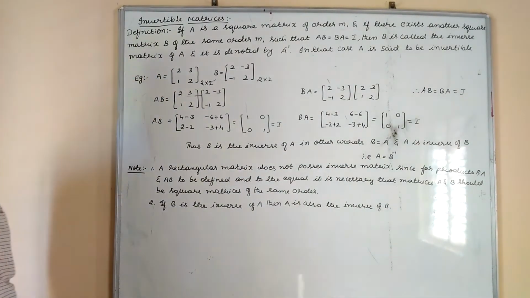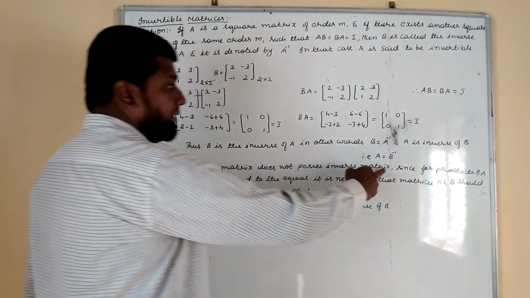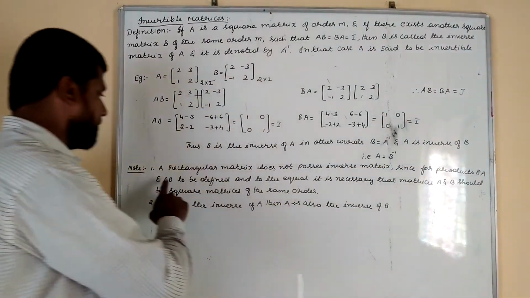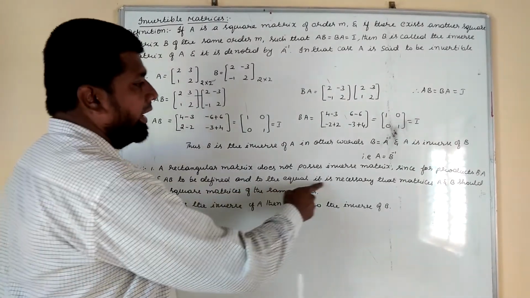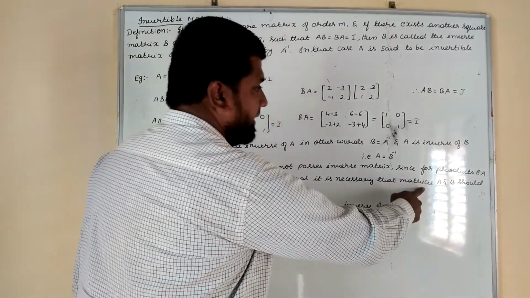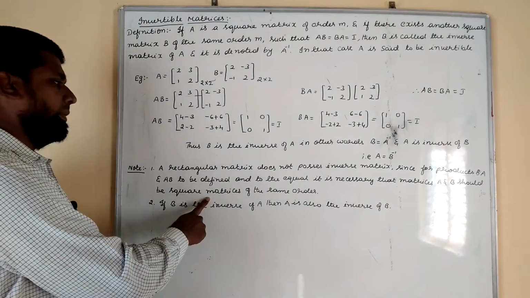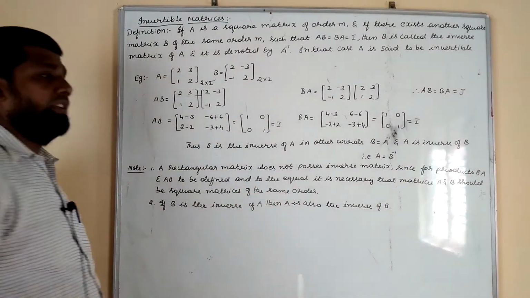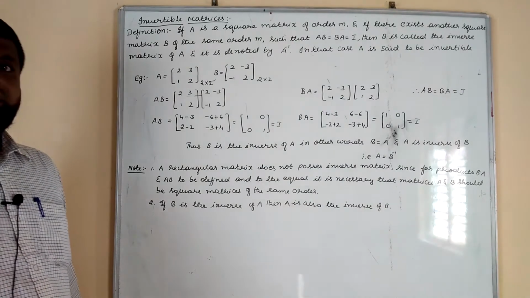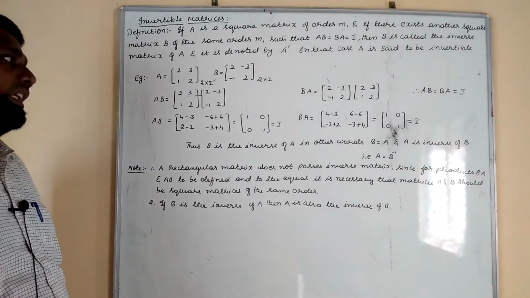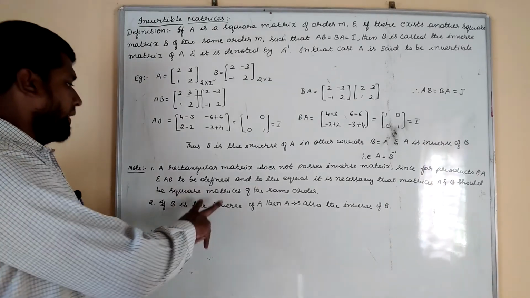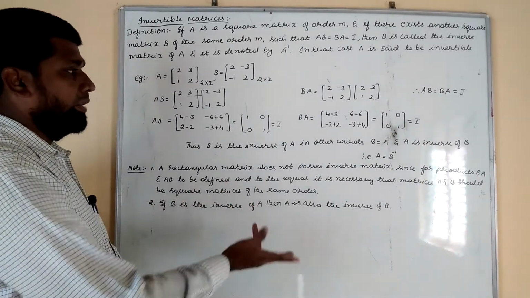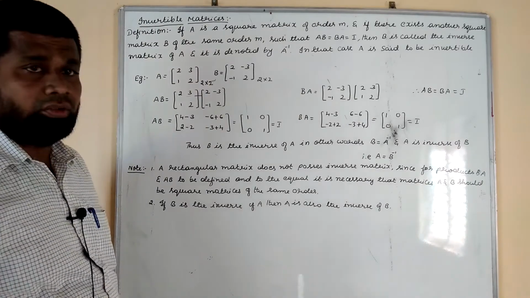If you take a rectangular matrix, it does not possess an inverse matrix, since for the products BA and AB to be defined and equal, it is necessary that the matrices A and B be square matrices of the same order. If A is a rectangular matrix and B is a square matrix, you cannot have an inverse, so you have to take A and B as square matrices, and then we can have the inverse of the two matrices.